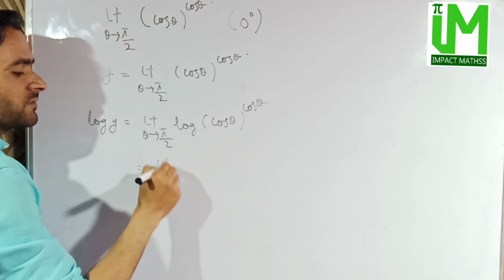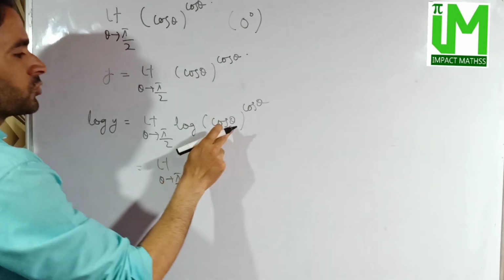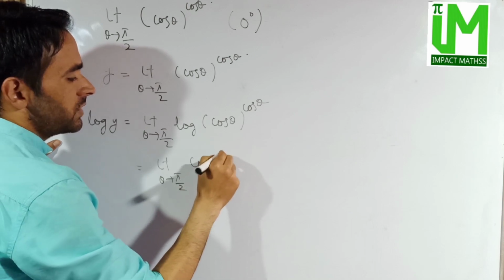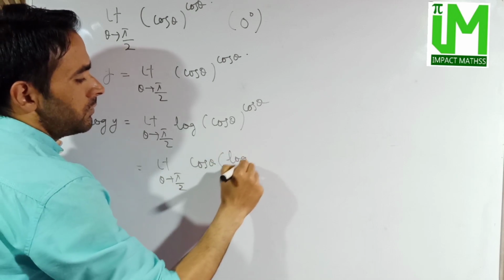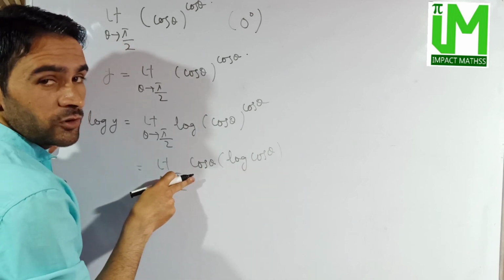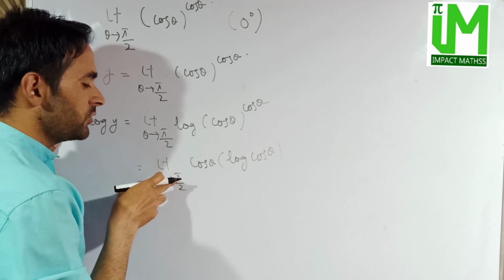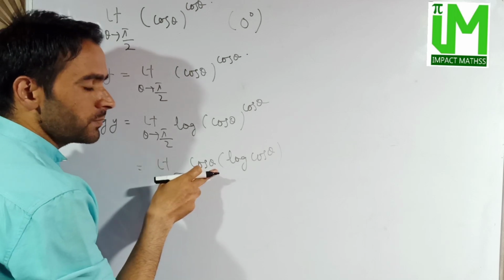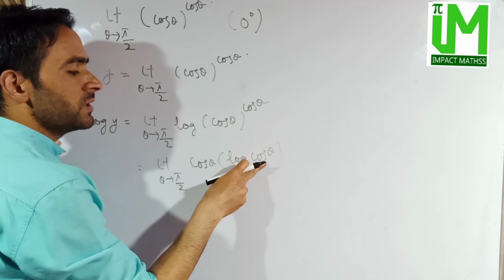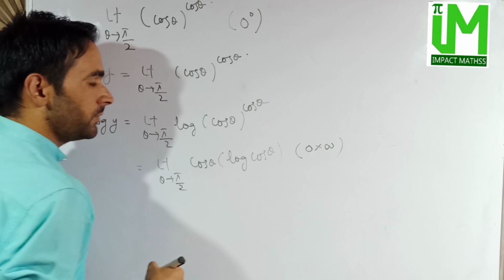So again this will be limit theta tends to pi by 2. So cos theta फिर से आगे multiply होगा. So it will be cos theta into log of cos theta. So now this is again reduced to 0 into infinity type, because when theta tends to pi by 2, this will be cos pi by 2, which is 0, and log of cos pi by 2, log 0, is infinity. So this is 0 into infinity type now.